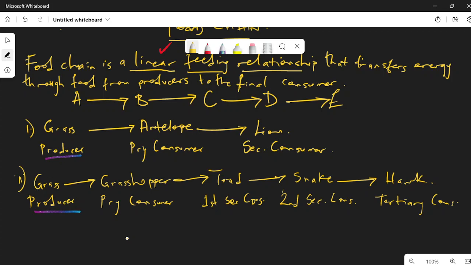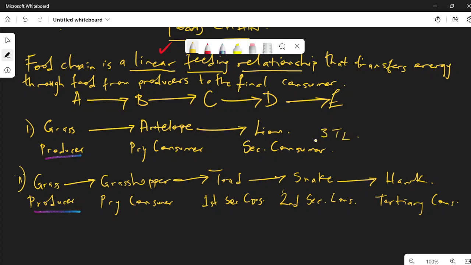So you keep changing all of these consumer positions depending on the number of the trophic levels that we have. So let me quickly explain what we refer to as trophic level. When we talk about trophic level, we're talking about the level of organisms, the number of levels of organisms that we have. Here, in this first reaction, we have 3 levels. We have grass, antelopes, and then lions. So those are 3 levels.